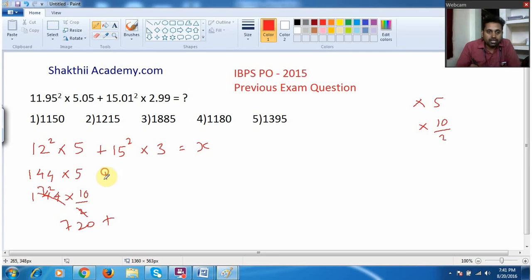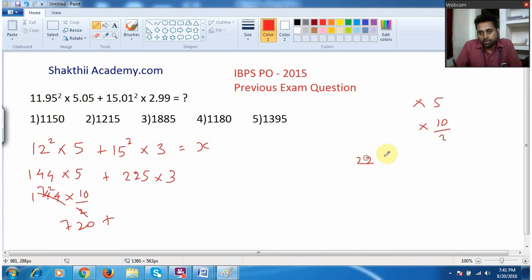And now this portion, 15 square you know very well, it is nothing but 225, into how many times? 3 times. And one more thing I would like to tell you here, any single digit into 3 digit you can conveniently calculate in the mind itself. I'll tell you how you can do that.